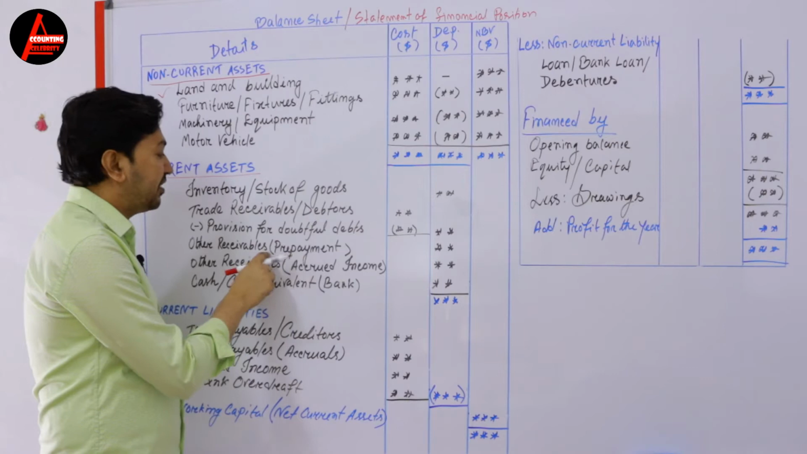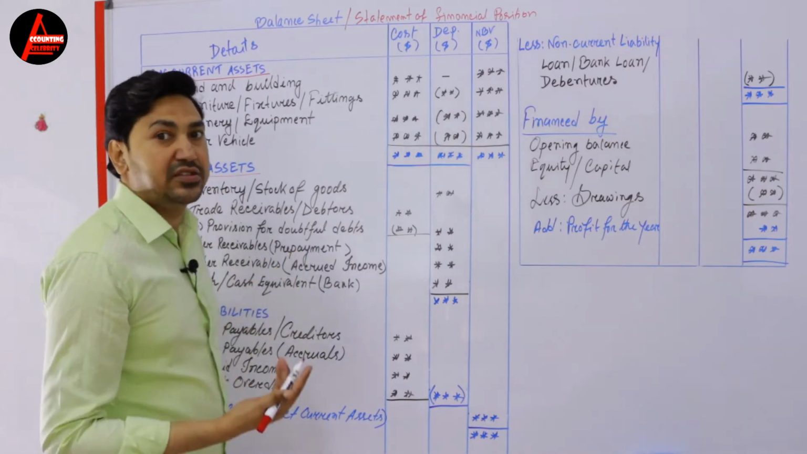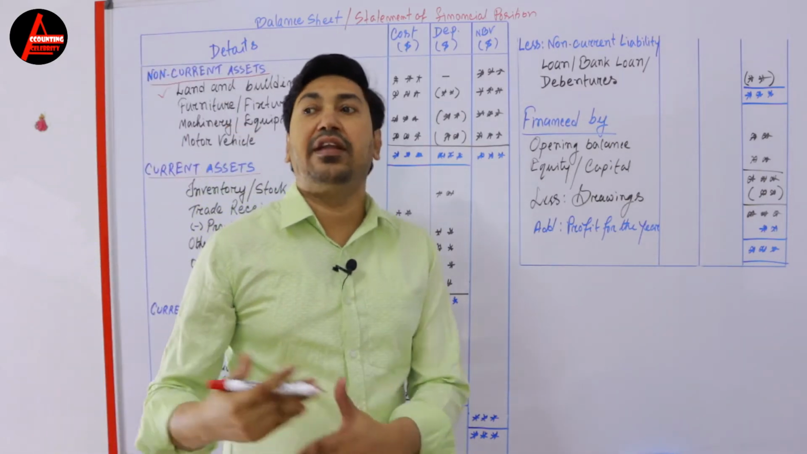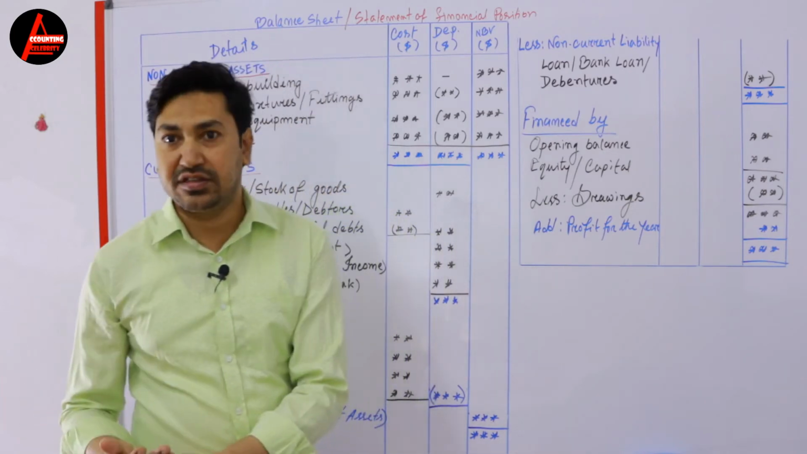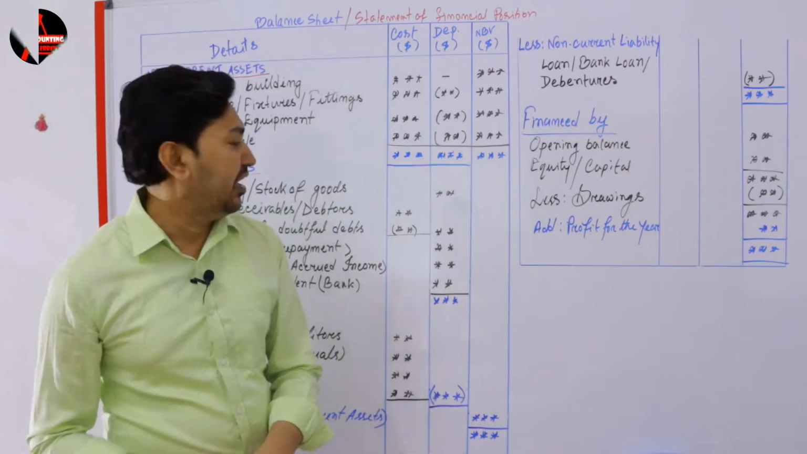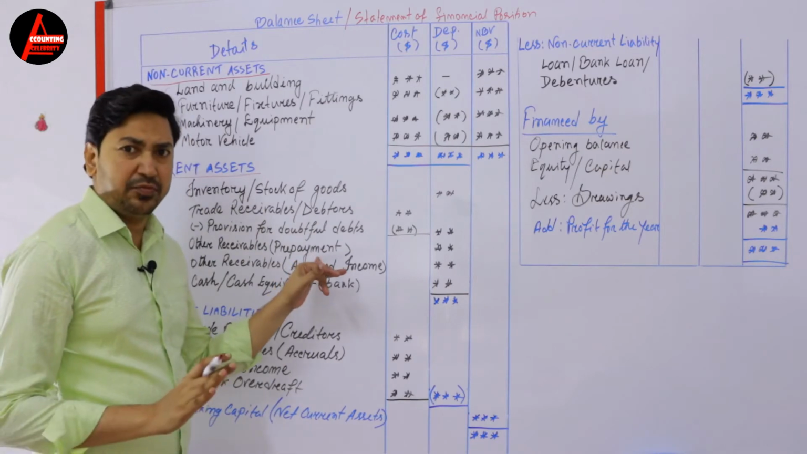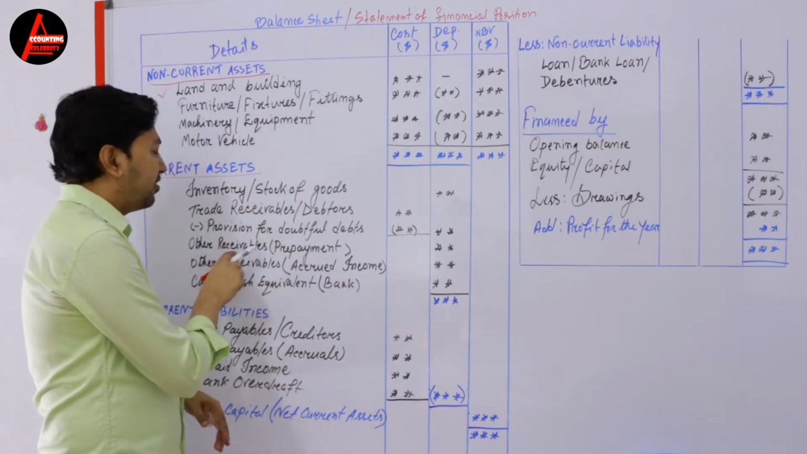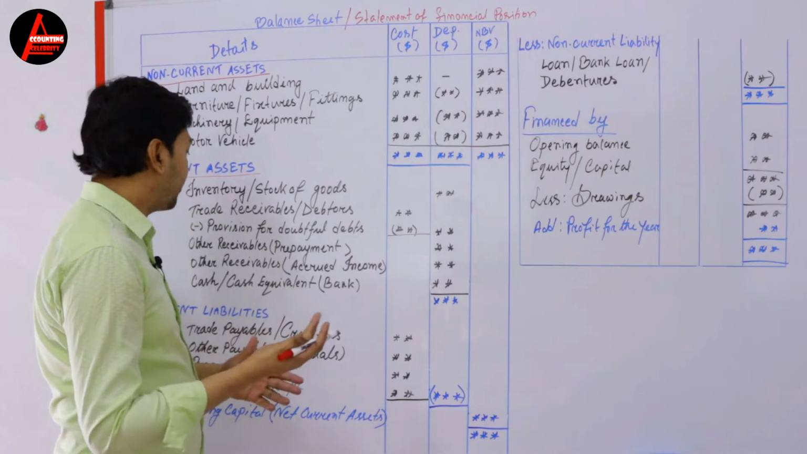Other receivable means the prepayment, advance. Prepayments. So if you paid any kinds of expenses in advance, those are other receivable. If you write prepayments it's also fine, but it's better to write other receivable. It is a new term, new terminology.